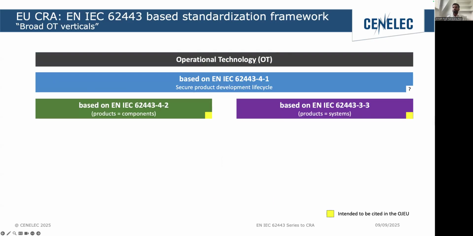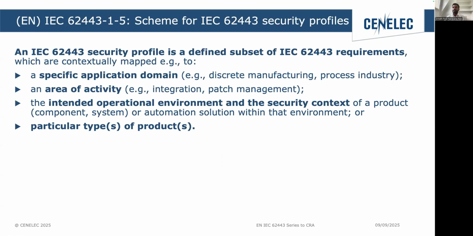So now we know what operational technology, OT, is, and the manufacturer will develop based on the 4-1 cycle, and we have to satisfy the requirements in 4-2 for the base for the products, called the components, and for the product ecosystem it is 3-3. So this is the activity of this group for the framework of the standardization request. And of course, we have 1-5, which is for the profiles. We know we have other vertical products which have to develop the standards, so we will use 1-5 as the main scheme for developing the vertical standards in this series.